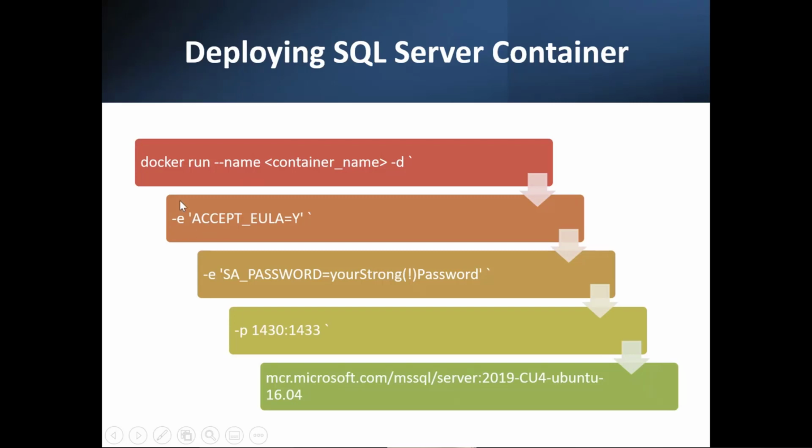That's just an environment variable. And the second environment variable that is required as well is the SA password. And then this is the port that you want to map it. And then this is the image that you want to download.